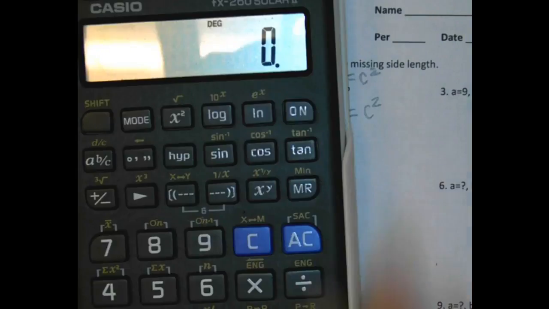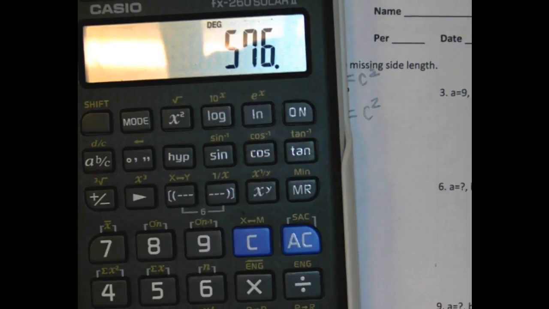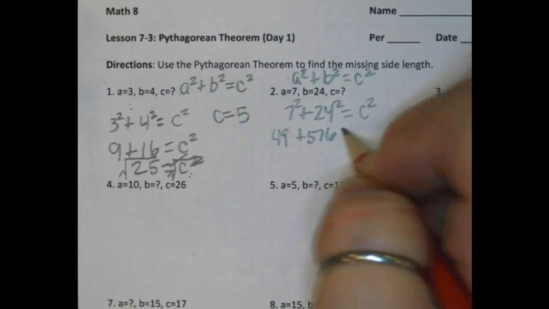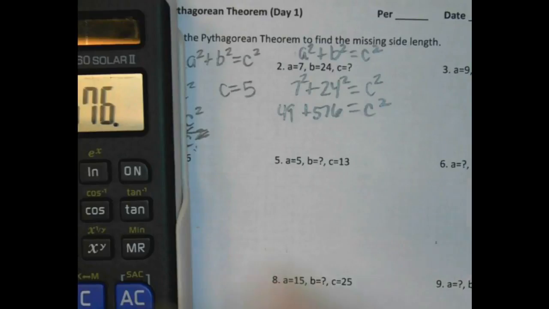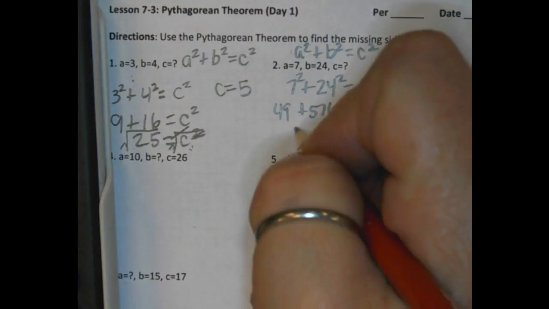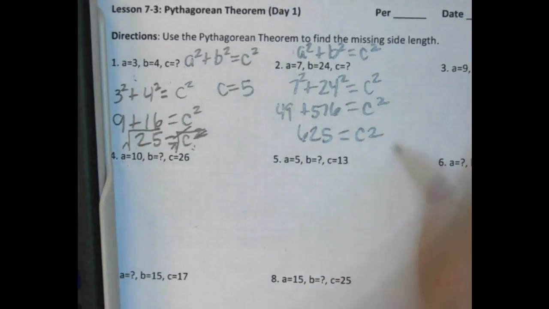Right? I don't know what 24 squared is, but I can say 24 squared is 576. Then I can add 49 to 576, right? And that'll give me my answer. I get 625 is equal to c squared.